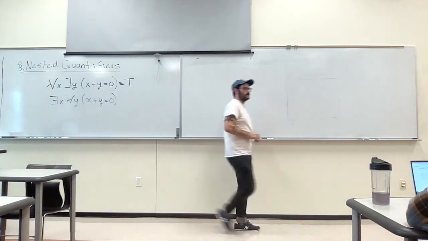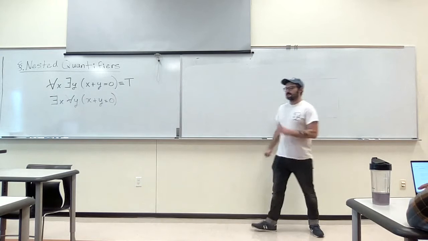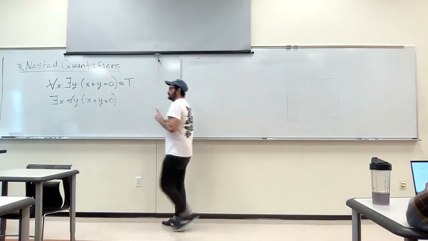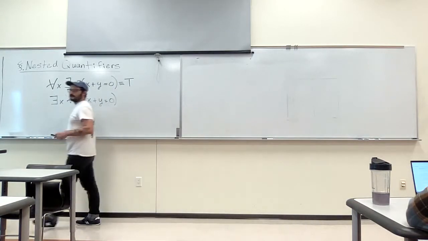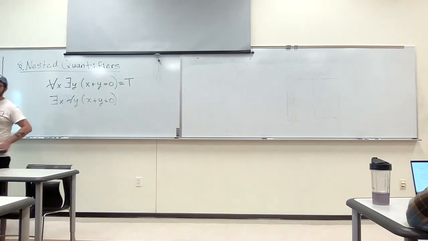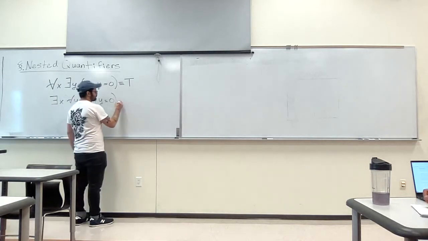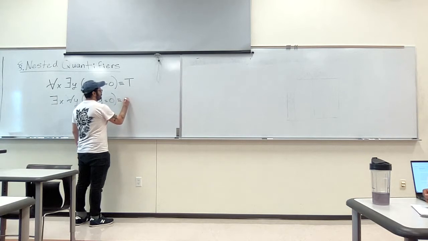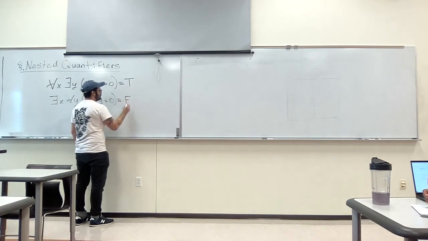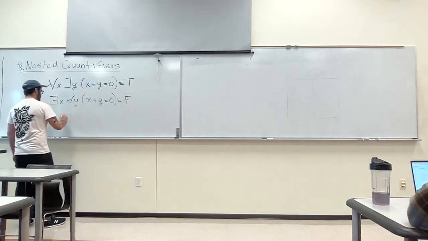So let's just read it out loud again. There exists x so that for all y, x plus y is equal to 0. That's not true, right? So this is an important point. The order matters.